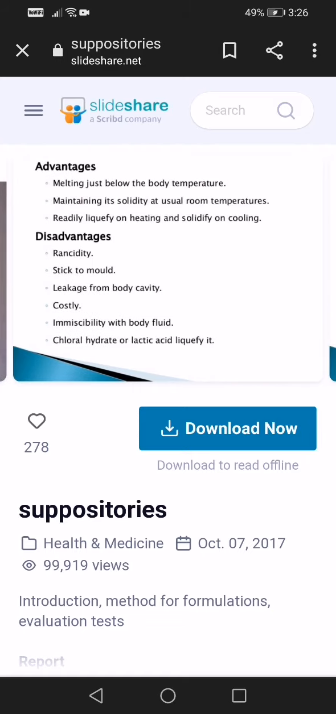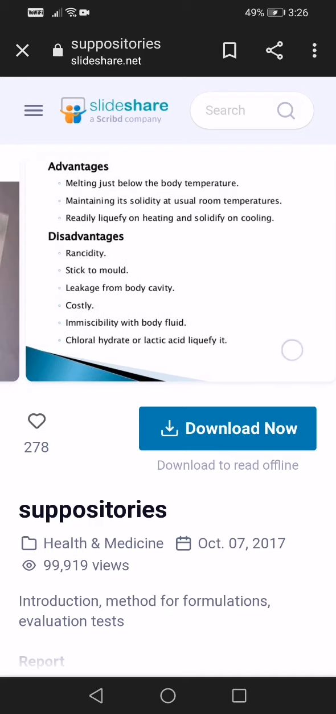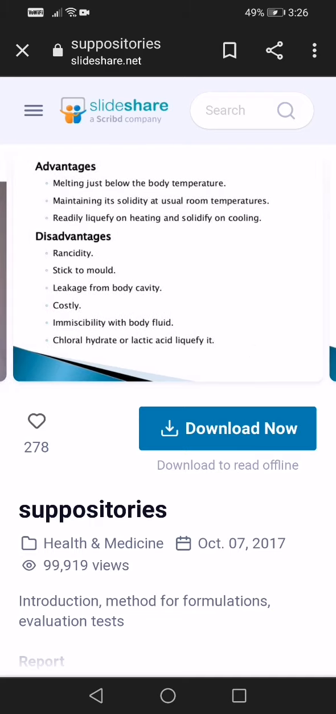And what are the advantages of this? It has a melting point just below the body temperature, maintains solidity at usual room temperature, and it readily liquefies on heating and solidifies on cooling. And coming to the disadvantages, rancidity is a major problem, and during the preparation of the suppositories you can see the suppository will be sticking to the molds, and leakage from the body cavity is a major problem, and it is very costly and immiscible with the body fluids, and chloral hydrate or lactic acid liquefy it. So these are some of the disadvantages you can see.